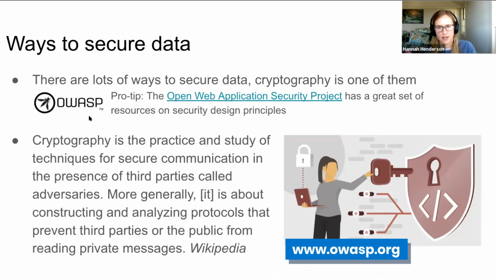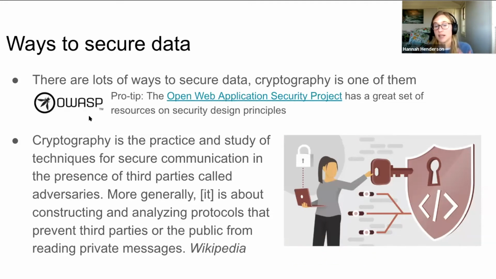In answer to that question that someone had asked earlier about whether there is any silver bullet to solve security issues, the answer is no, but we can all certainly be smarter about how to protect data, and we can make it harder for folks to get that information. So cryptography is the practice and study of techniques for secure communication in the presence of third parties, called adversaries. More generally, it's about constructing and analyzing protocols that prevent third parties or the public from reading private messages.